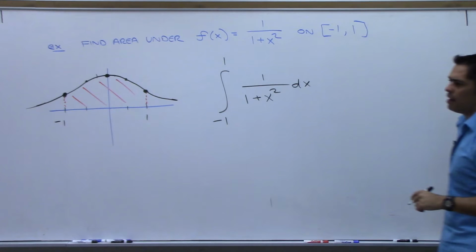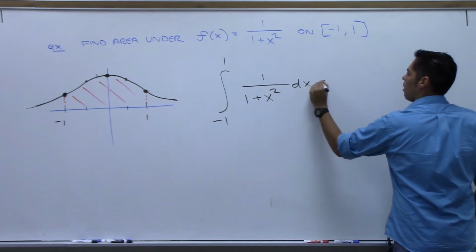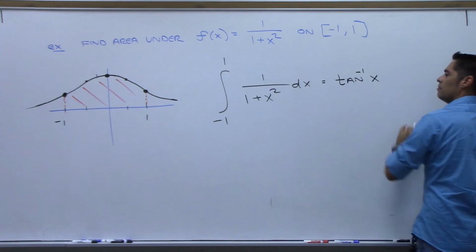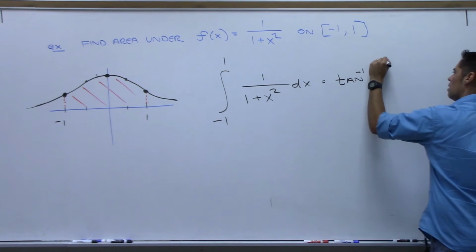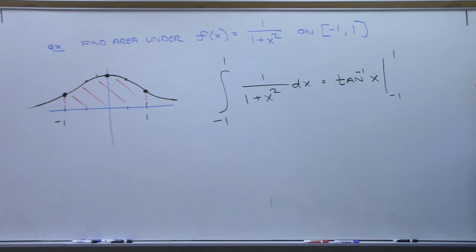And I started with one that I thought would be easy. Is that an easy one? Yes. Arctan x. That's the antiderivative. But I'm no longer going to put plus c. I'm just going to put a bar. I'm going to put a down here and b up here.